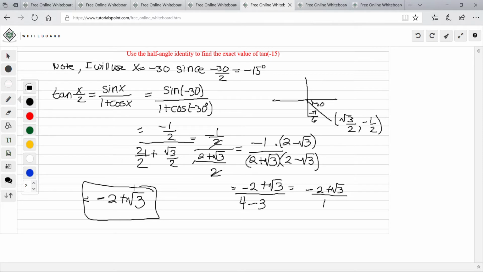And yeah, like I said, you can use the other tangent half angle identity, but I'm using this one in particular because I don't want to deal with square roots.